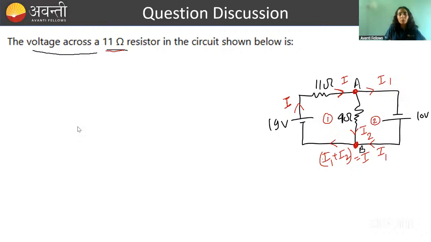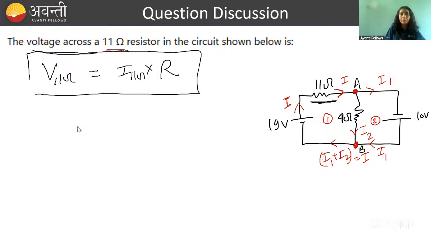Now we need to calculate the potential drop across the 11 ohm. If we know the current flowing through the 11 ohm, then the voltage drop will be the current flowing through it multiplied by the resistance, that is 11 ohm. What is the current flowing through it? It is I. So basically we need to calculate I.